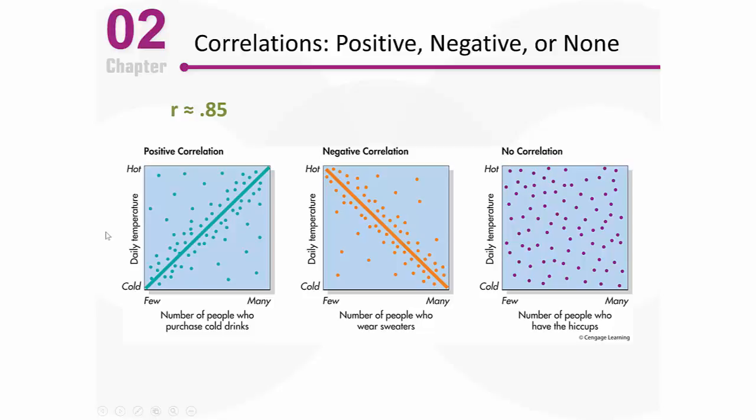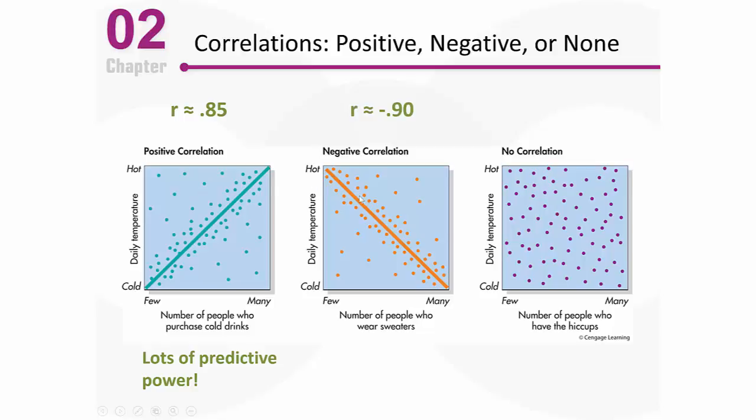Remember, a positive correlation can have the highest value of 1, positive 1. So let's just assume that this data might represent a correlation of positive 0.85. That's pretty darn strong, and that would mean I have lots of predictive power. If I know what the temperature is going to be tomorrow, I can predict reasonably well how many drinks I'm going to sell. All right, let's talk about a negative correlation.